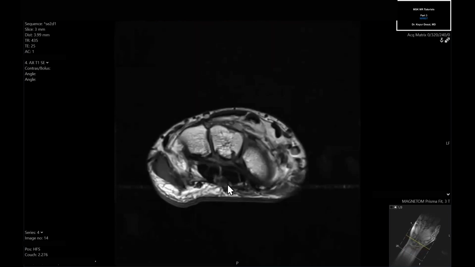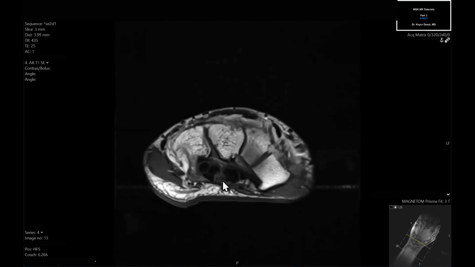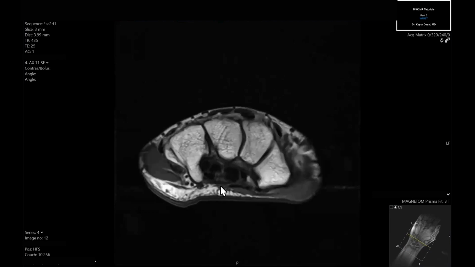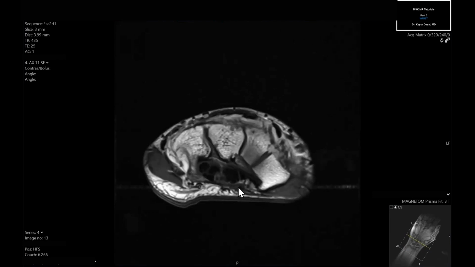So you want to look for preservation of the fascicular pattern of the nerve. It's not abnormally thickened, it's not abnormally flattened, and there's no signal alteration associated with it. One of the things that can suggest that there's median nerve pathology, and suggests carpal tunnel syndrome, is bowing of the flexor retinaculum. This is the flexor retinaculum right here.